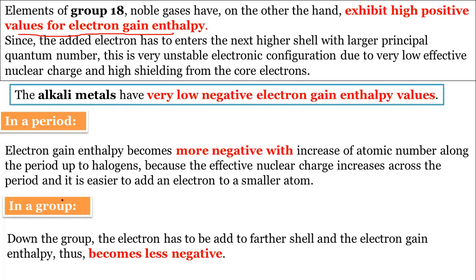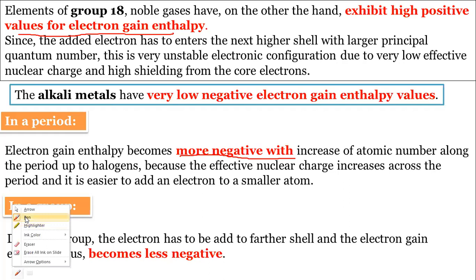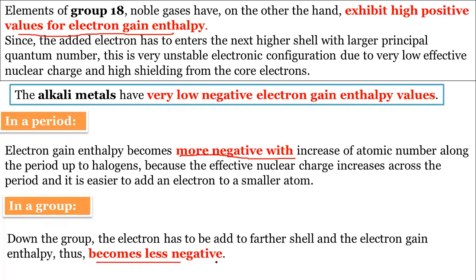What is happening in a period? These values become more negative with increasing atomic number along the period. And in a group, what is happening? These values become less negative. Negative in a group, negative in a period, but in a period these values are more negative, and in a group these values become less negative. So this is a trend of electron gain enthalpy values.